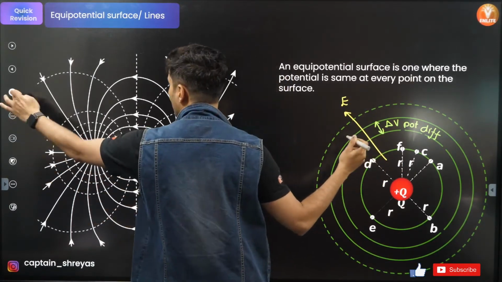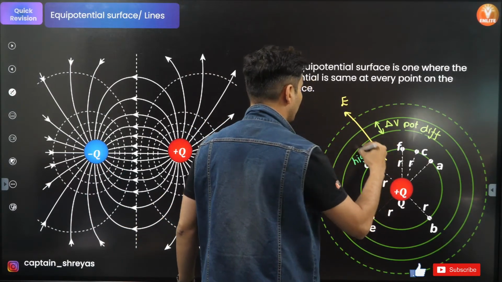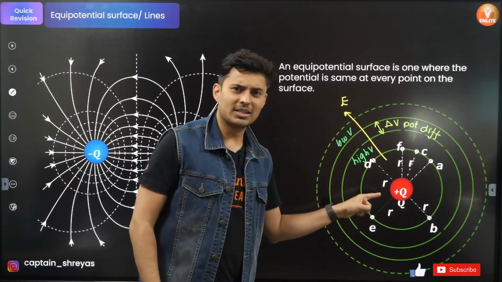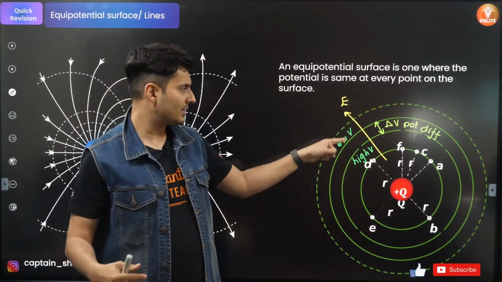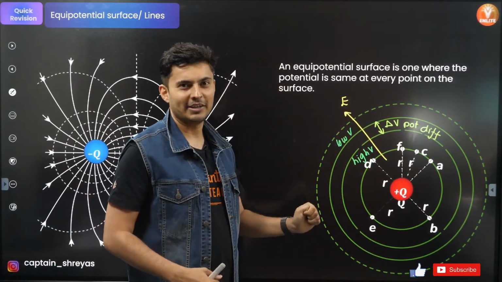This point, actually speaking, is at a higher potential. This is at a higher potential. This is at a lower potential. Because when you are close to the charge, the potential magnitude increases, here it decreases. So electric field is actually going from high voltage to low voltage.